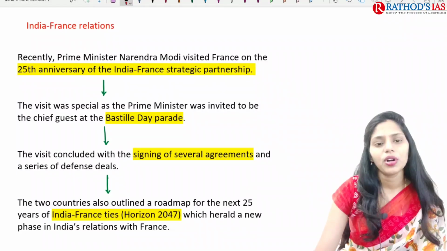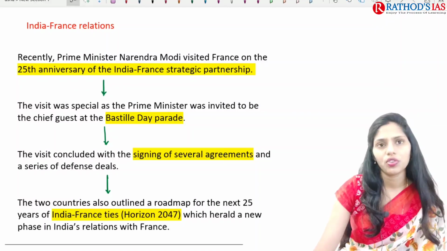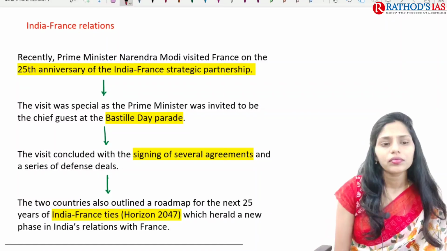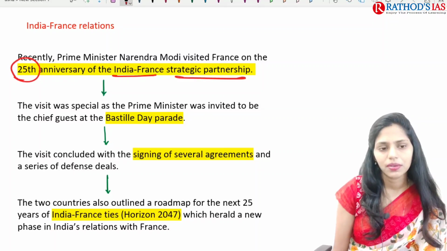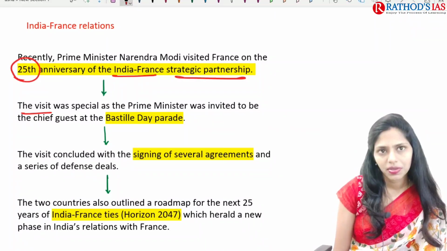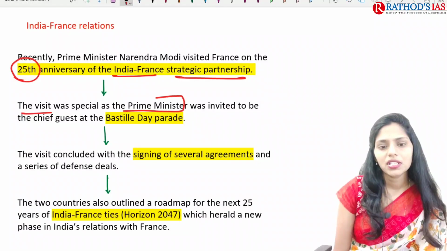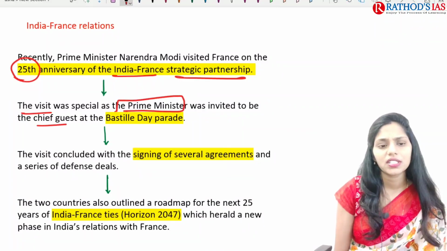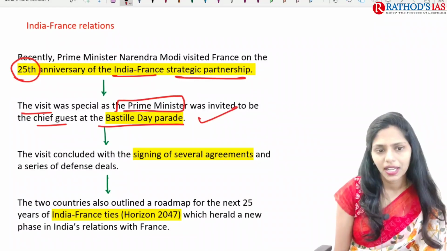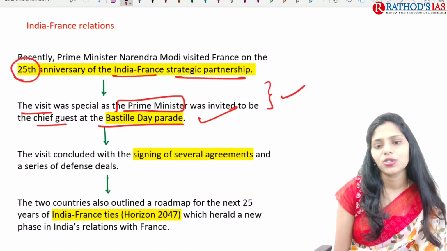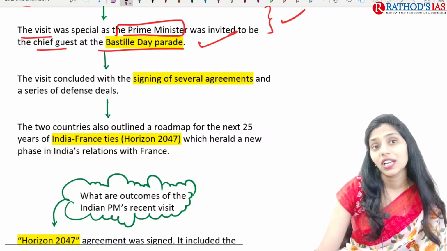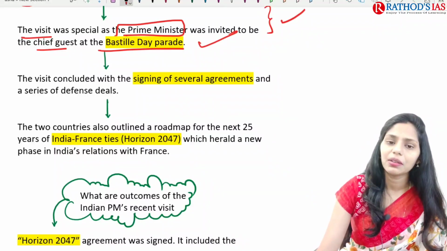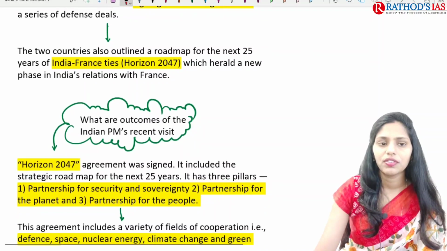Our Honorable Prime Minister went to France on a visit on the 25th anniversary of the India-France strategic partnership. The visit is very special as our Prime Minister was invited to be the chief guest at the Bastille Day parade as well. The visit concluded with the signing of several agreements and a series of defense deals.